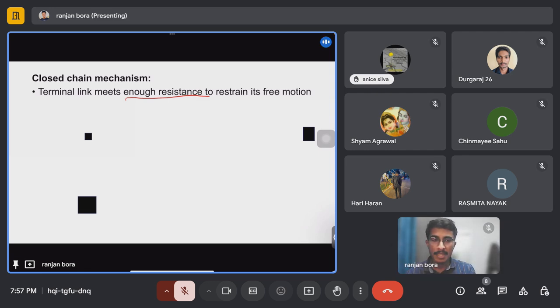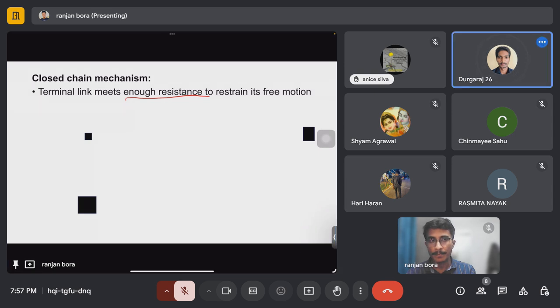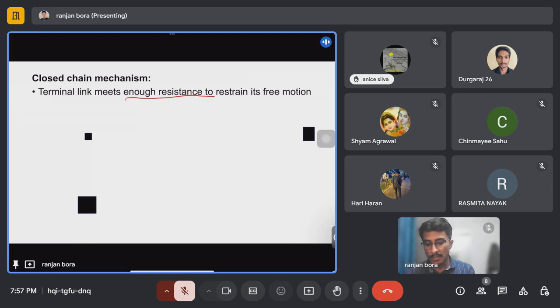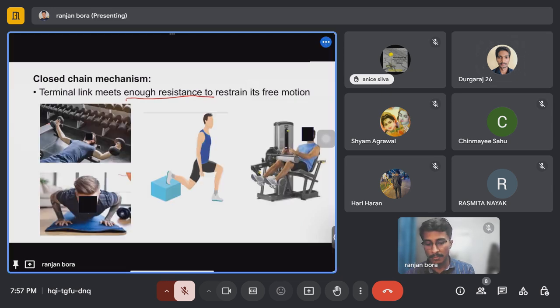So if you now see a mechanism, can you say whether it is an open chain or closed chain, like seeing the picture? Is the concept clear? Open chain and closed chain? No, sir. Yeah, I will just show with some examples.